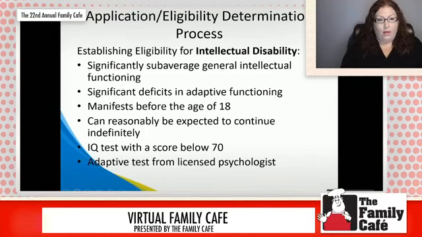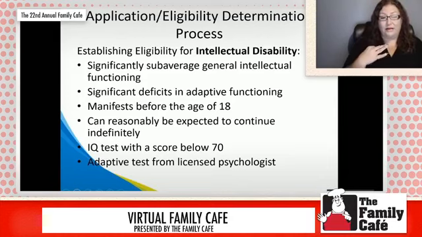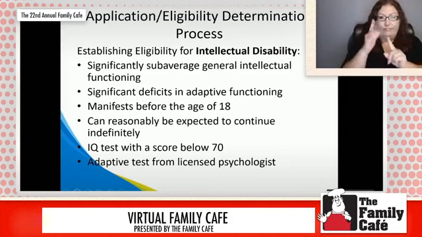Now we're going to go into a little more detail about these different eligibilities. Establishing eligibility for intellectual disability, the client or the applicant has a significantly sub-average general intellectual functioning. It must manifest before the age of 18 and can be reasonably expected to continue indefinitely. It causes significant deficits in adaptive functioning.